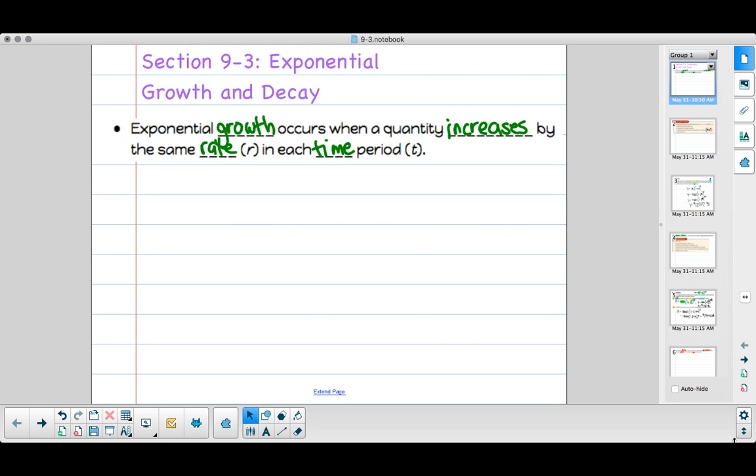Hi everyone, today we're going to begin section 9-3, which is about exponential growth and decay. Today we're just going to focus on the exponential growth part of the section, and then tomorrow we'll move on to the decay. Exponential growth occurs when a quantity increases by the same rate, which is represented by the variable r, in each time period t.